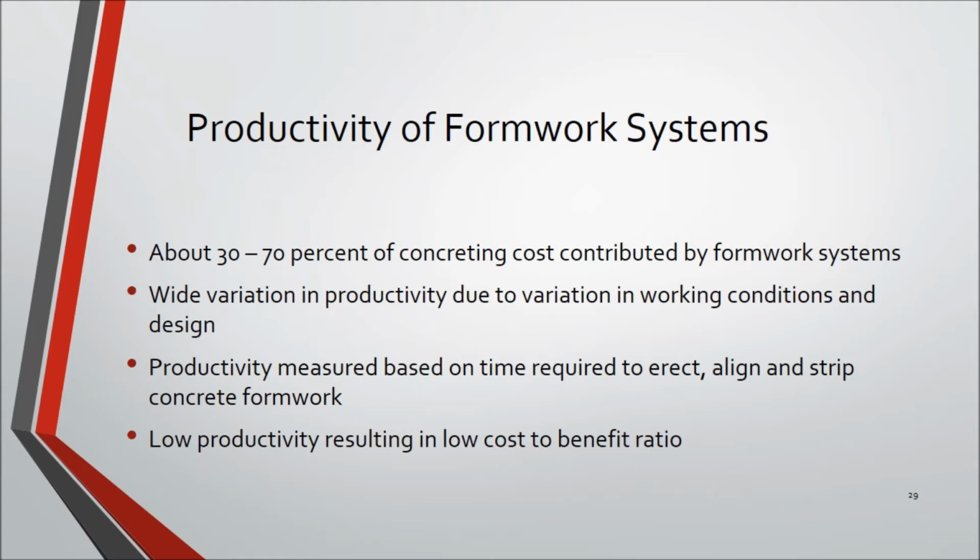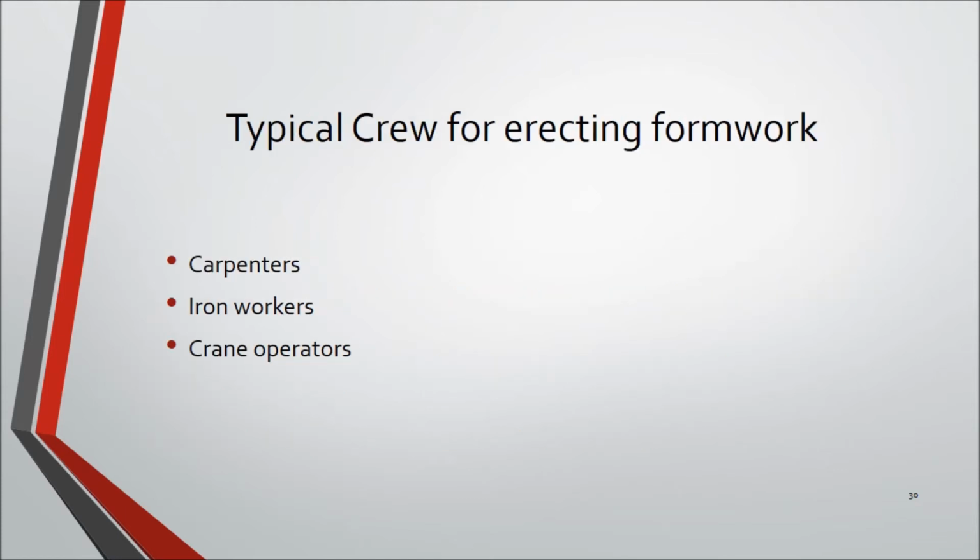But before we move ahead towards productivity, let's have a look at the typical crew composition for formwork erection. A crew typically consists of 2 or more carpenters, an ironworker in case of on-site assembly of forms and, most importantly, a crane operator for movement of forms.